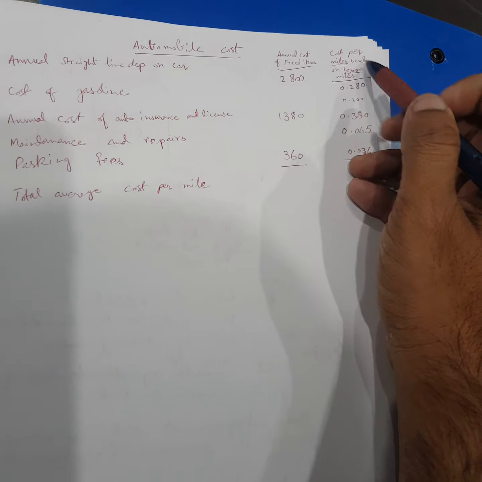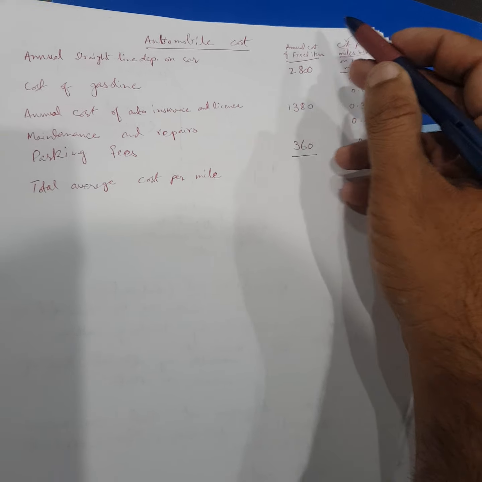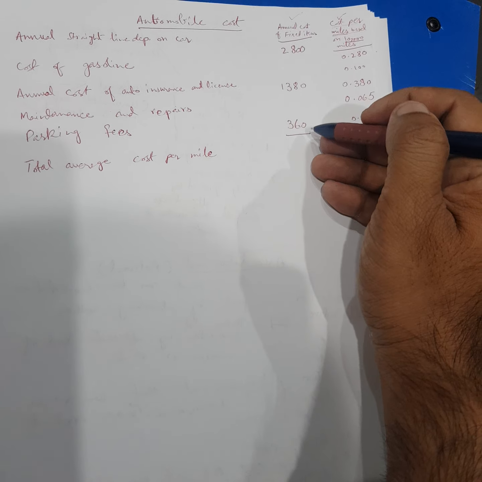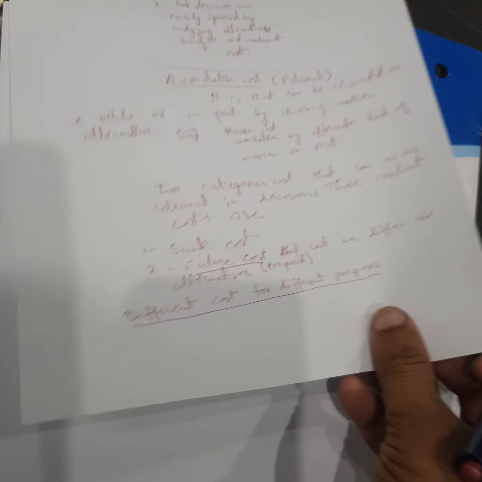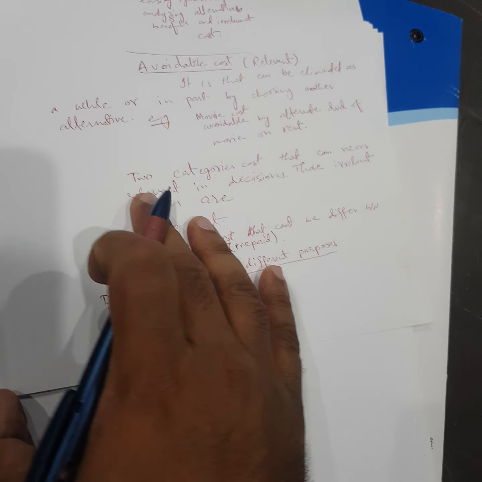If we use the method of units of production, we will get a different amount. If we use the lump sum fixed cost expense amount, we will get a different result. So it is supporting that different costs are used for different purposes.